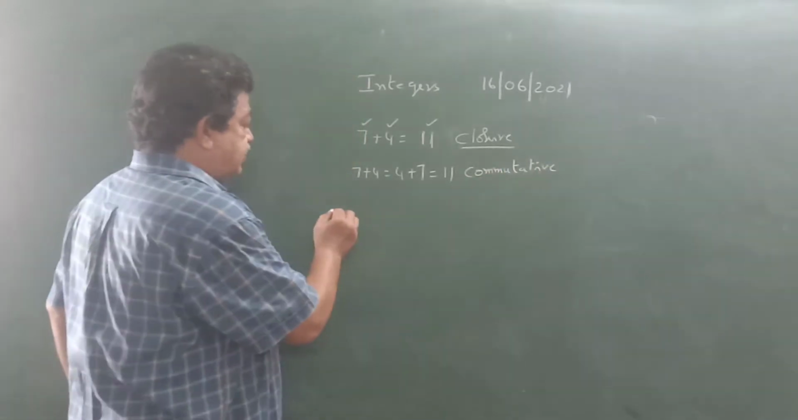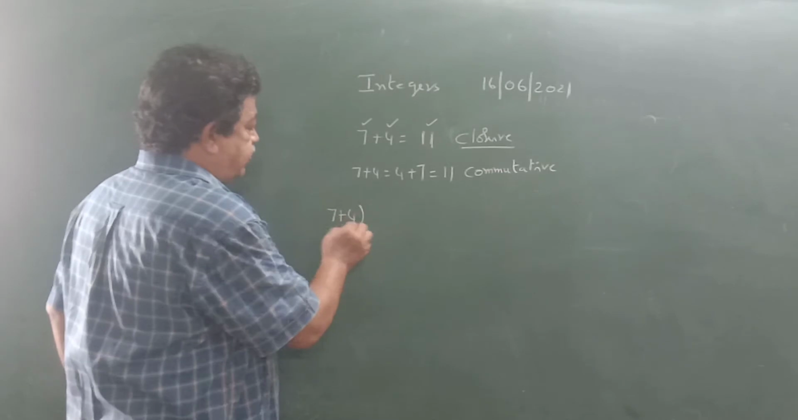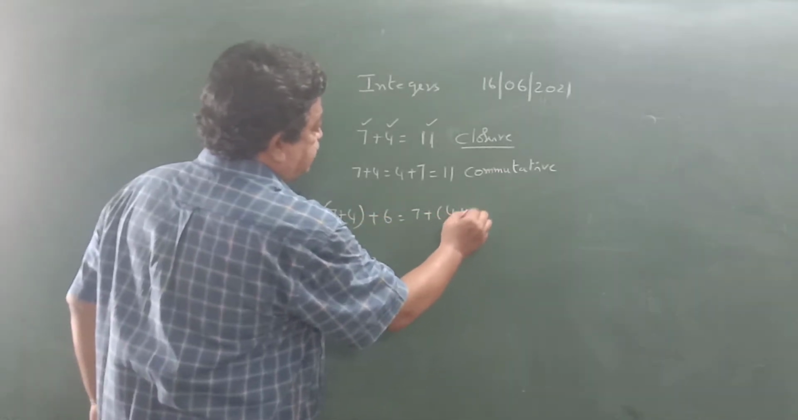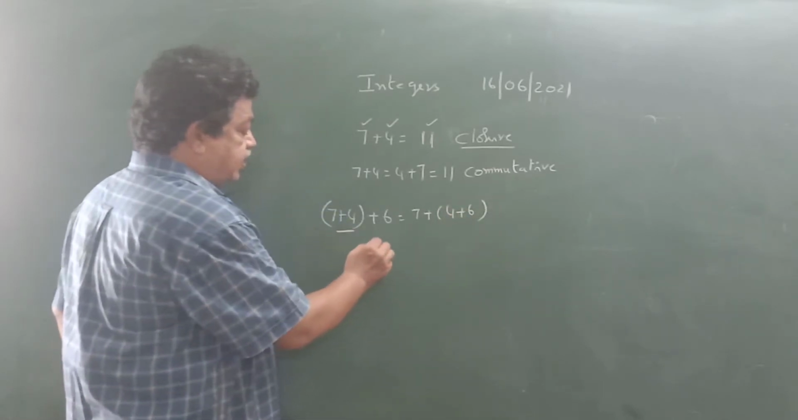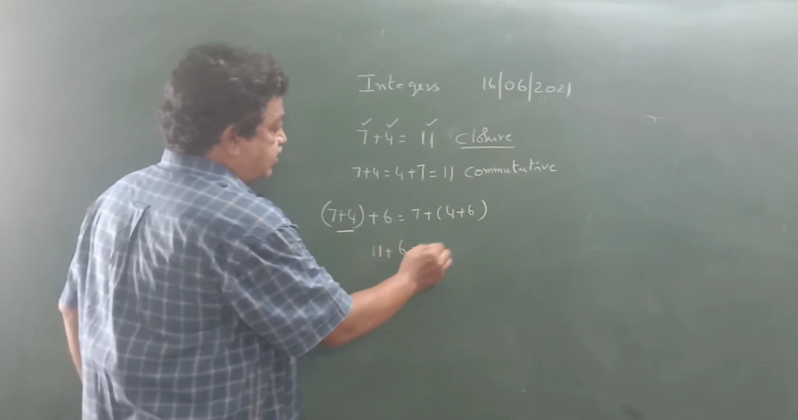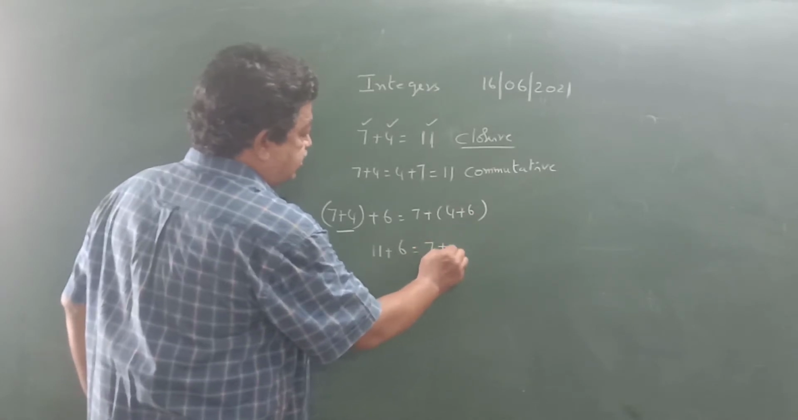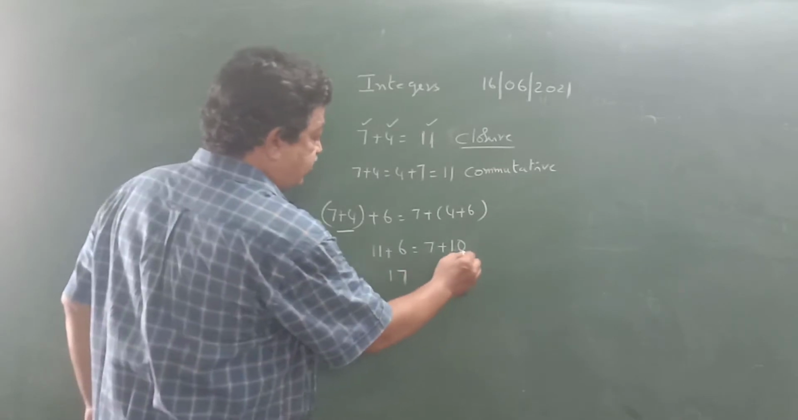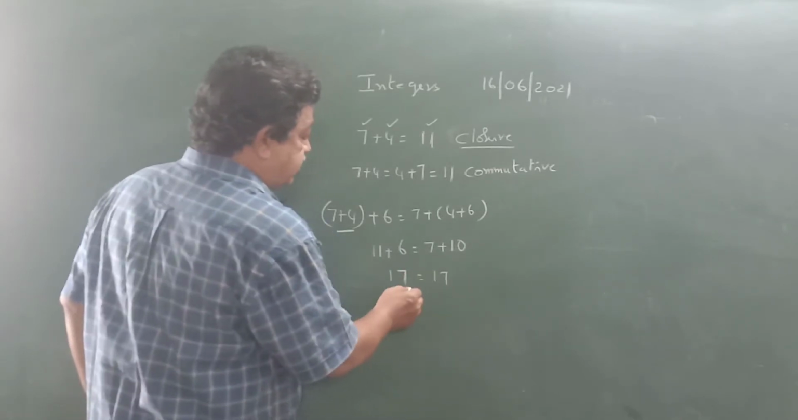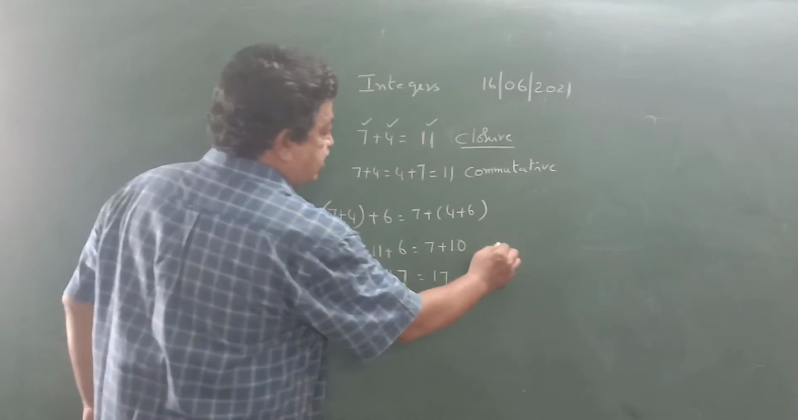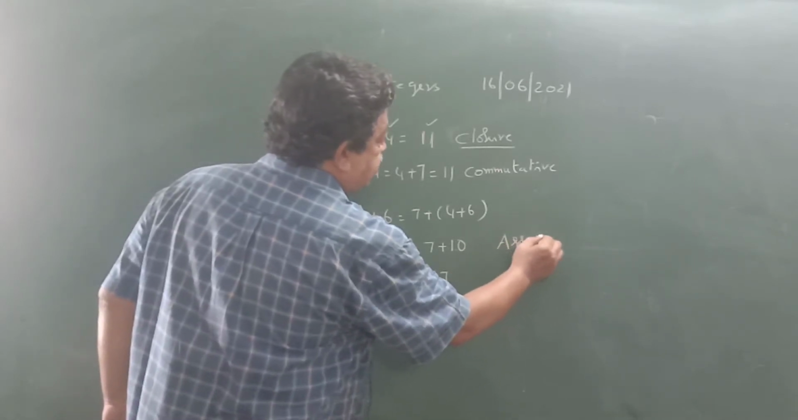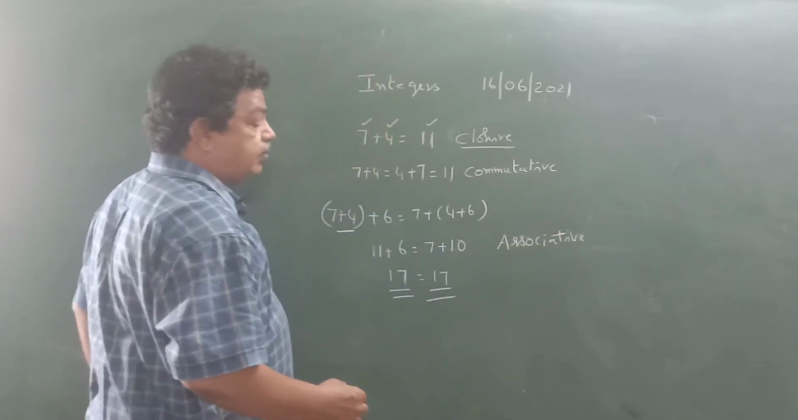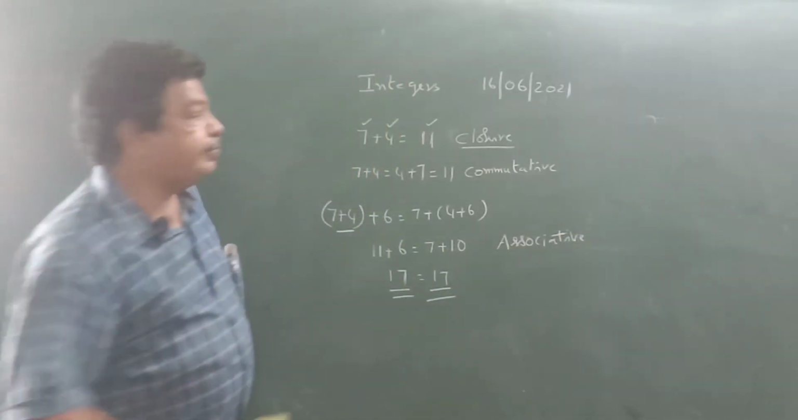You take three integers, say for example 7 plus 4 plus 6. What is 7 plus 4? 11 plus 6. What is 4 plus 6? 10. 7 plus 10. What is the sum of 11 and 6? 17. What is the sum of 7 and 10? 17. The sum of three integers in any order is the same. We call that as associative. Associative property under addition.